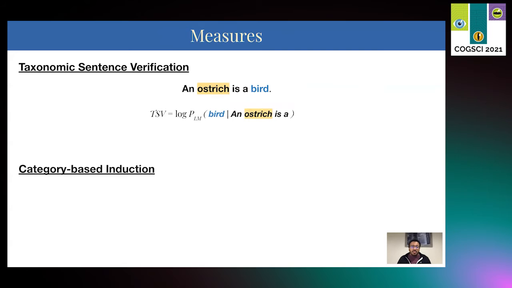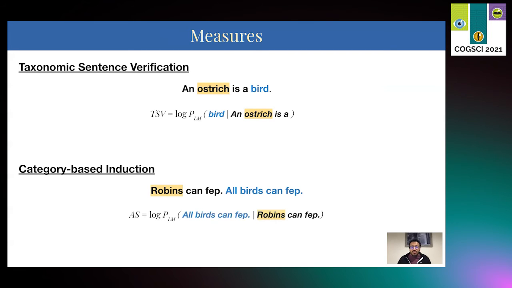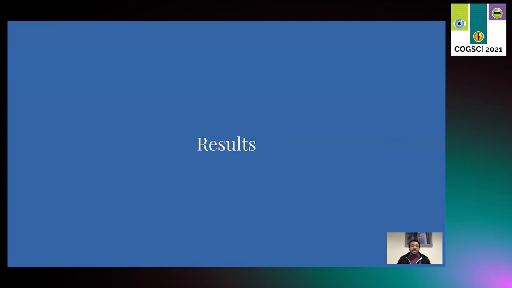And for the category-based induction experiment, we compute the log probability of the conclusion given the premise, and use this as the proxy of the model's interpretation of the strength of the inductive argument, that is, how likely is the conclusion given the premise. In each of the computations of these measures, we vary the item for each category and keep everything else constant. I'm happy to talk about the crucial details that led to these decisions during the Q&A. Let us now take a look at the results.